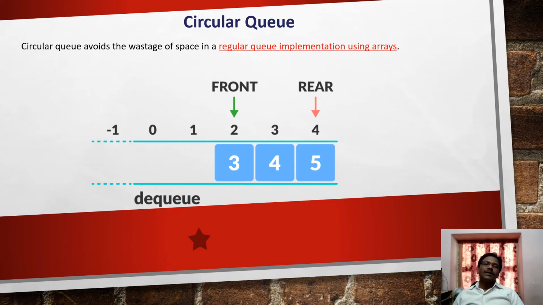It means in a normal queue, you can delete any elements, but again, it cannot use the deleted space. That type of wastage of space is avoided, and reusability is possible in a circular queue. That is the main advantage of the circular queue.